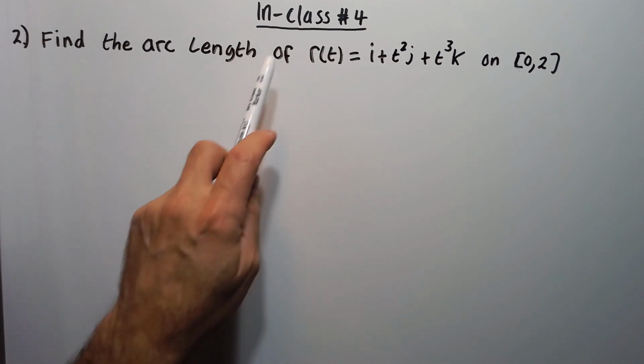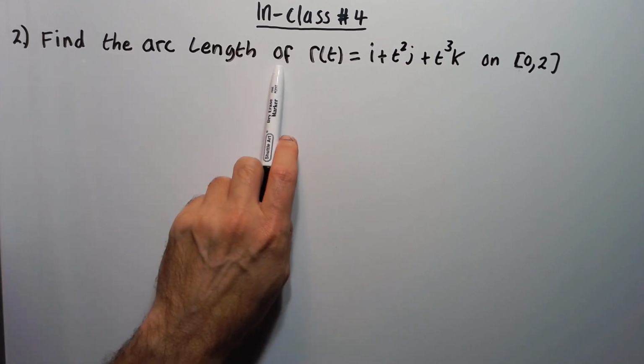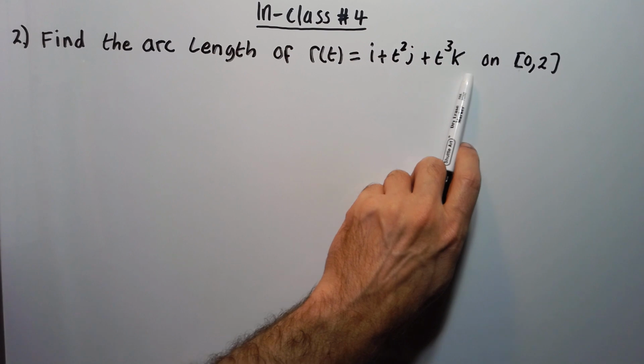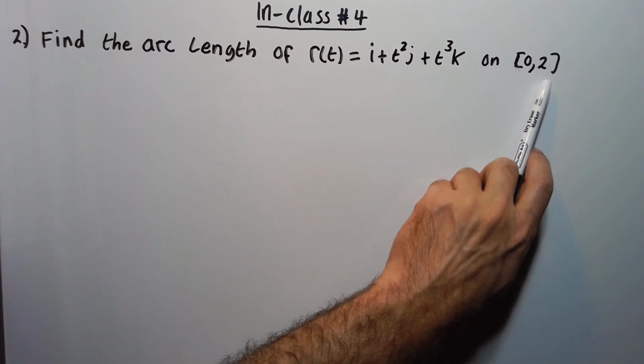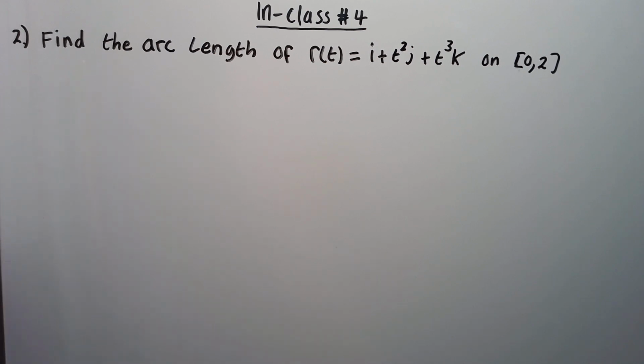Okay, so let's look at in class 4, number 2. It says find the arc length of r of t equal to i plus t squared j plus t cubed k on 0 to 2. Okay, so let's use the arc length formula. Let me write down here.